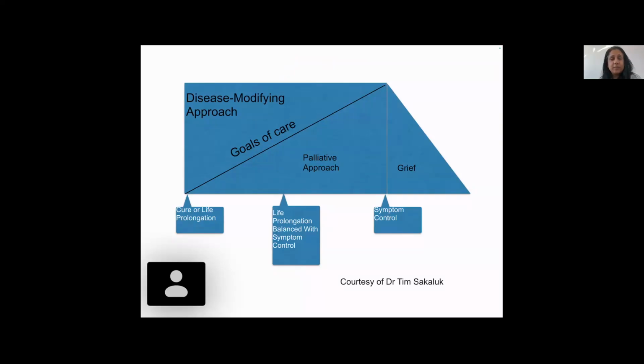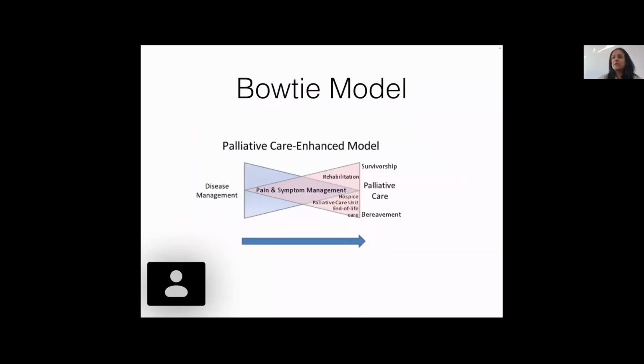Previously, when we thought about palliative care, I think most people thought about the disease-modifying approach as separate from a palliative approach, like one ends and the other starts. Then there's symptom control and then grief, and those are all sort of siloed. It's not really what we're looking at very much anymore. What we're looking at now is an overlap between all of it.